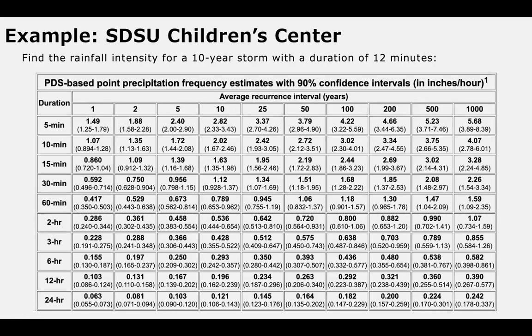All right, so knowing that we have a 12-minute time of concentration, what is the rainfall intensity for a 10-year storm with a duration of 12 minutes? So let's assume that our design storm is the 10-year storm and our time of concentration was 12 minutes. So let's assume that we want to find the intensity for a storm with a duration of at least 12 minutes. We can see here that we have 10 minutes and 15 minutes. We can sort of interpolate and perhaps just round it to approximately 2 inches per hour.